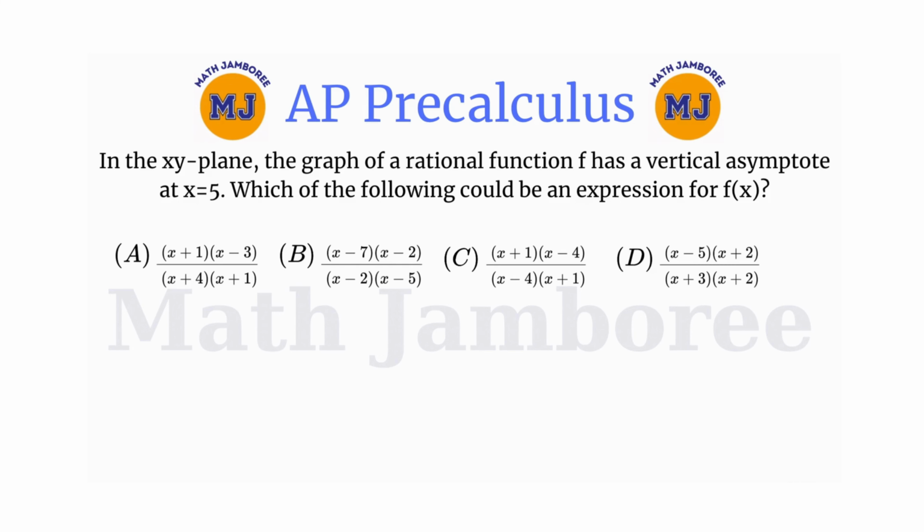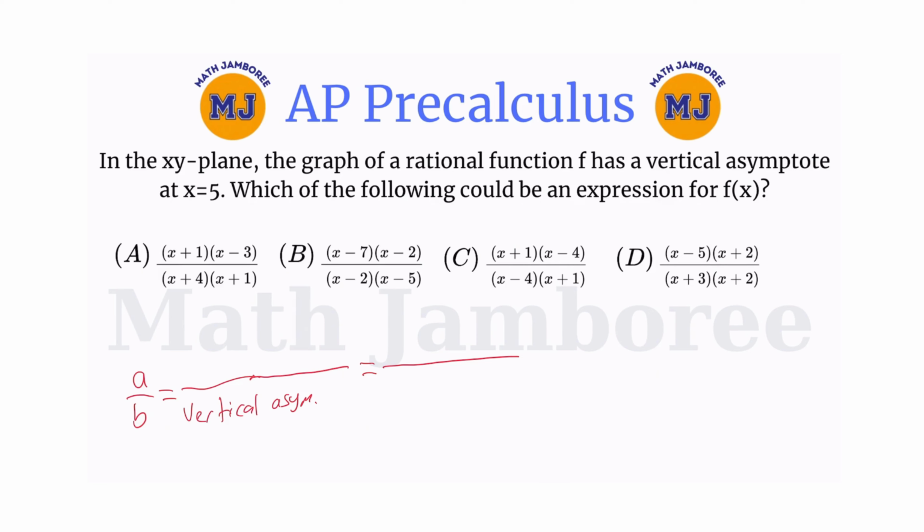Rational functions consist of numerators and denominators, a over b. In this case, we're talking about a vertical asymptote. Vertical asymptotes are all related to denominators. So in the denominator, we must have an expression that, when you make it equal to 0 and solve for x, gives you 5.